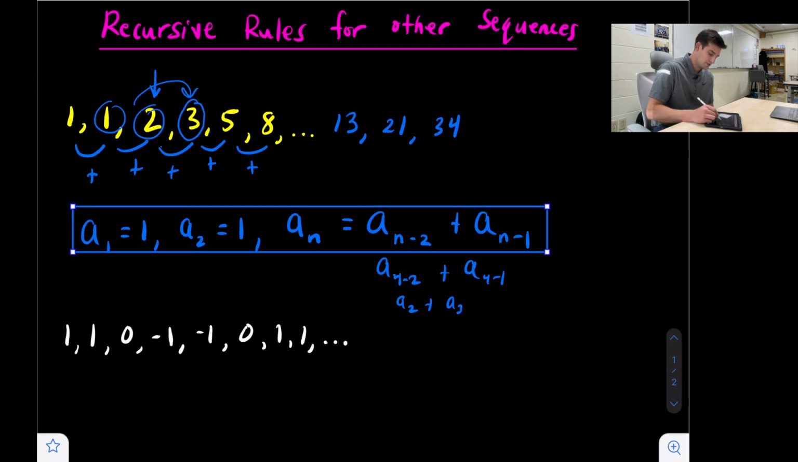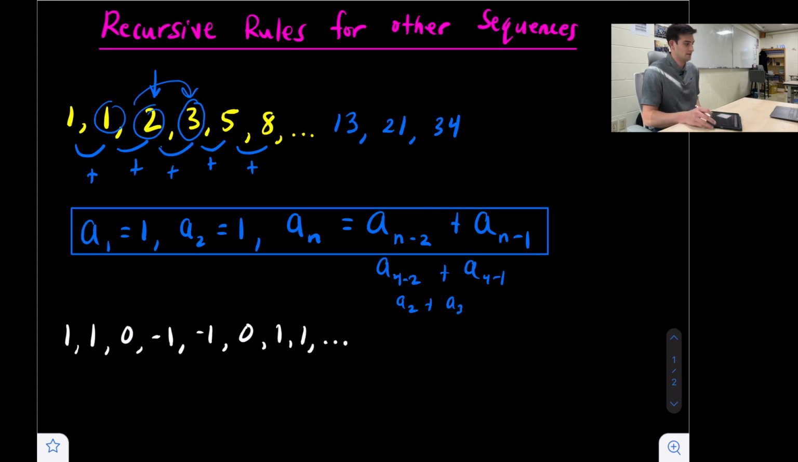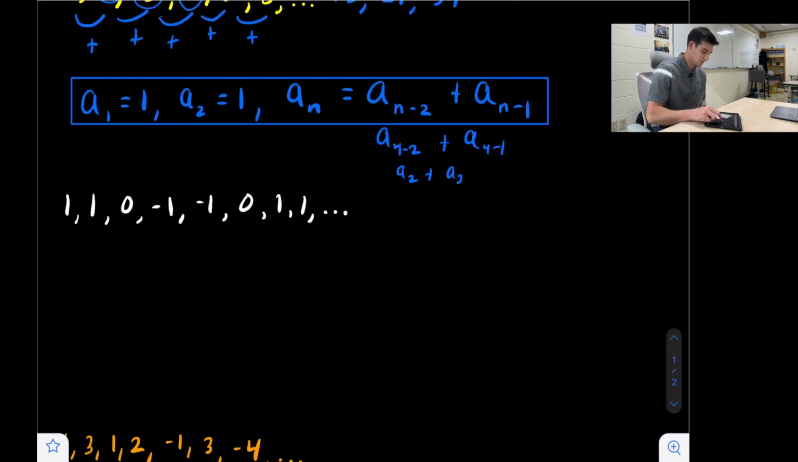So like I said, hopefully you've seen a sequence like this before, because this is actually referred to as the Fibonacci sequence, right? Which is really cool. It's naturally occurring in a lot of different ways in nature, so pretty cool sequence there, okay? Let's look at the next one.